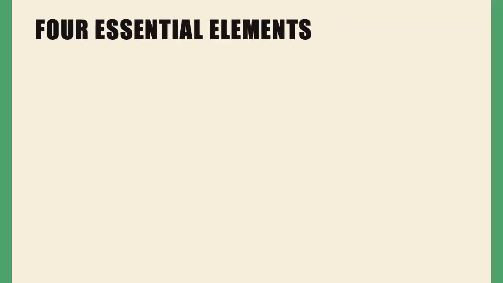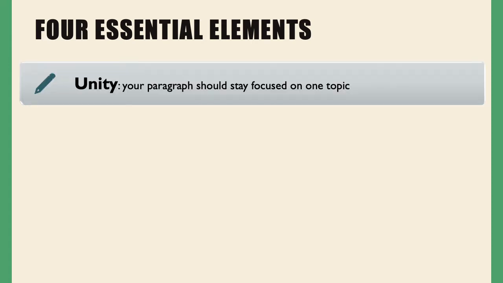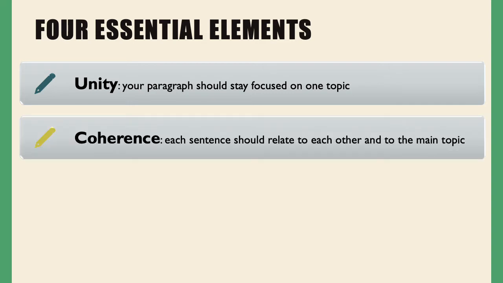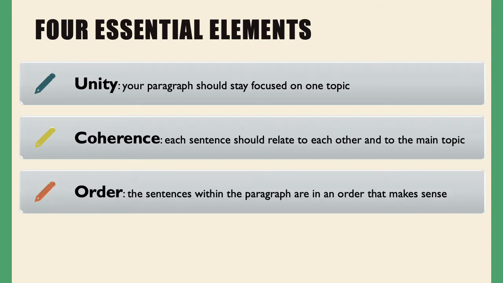No matter what kind of paragraph you're writing, it should have 4 basic elements. It should be unified, it should stay on topic, keep to the focus of the paragraph. If you feel like you're ready to change topics, maybe it's time for a new paragraph. It should be coherent, in other words, each sentence that is a part of the paragraph should belong there and relate to the other sentences. The sentences should be in an order that makes sense, with each one building on the one before.